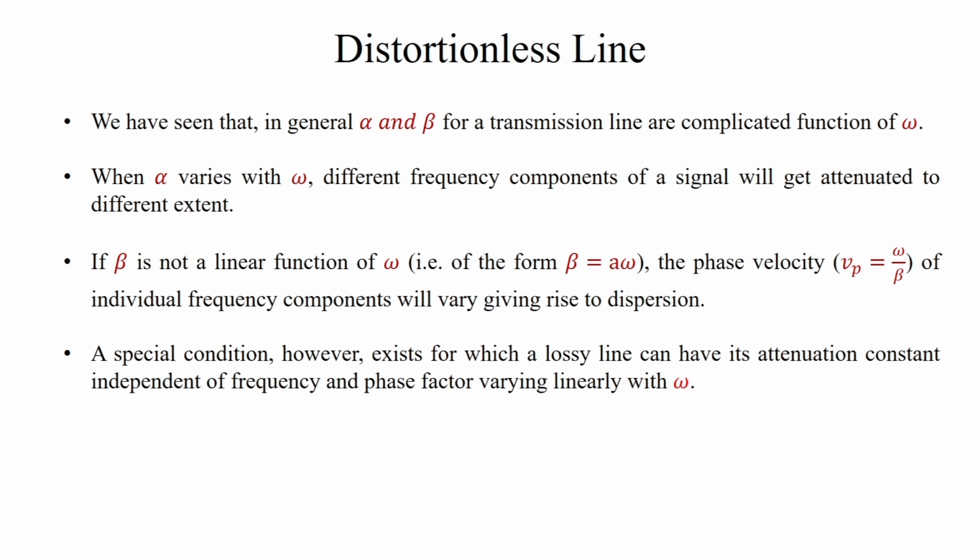However, a special condition exists for a lossy line that can have attenuation constant independent of frequency and phase constant varying with omega linearly. And this type of lines, if we can realize, they will not distort the signal, and therefore, this type of lines are called distortionless line.